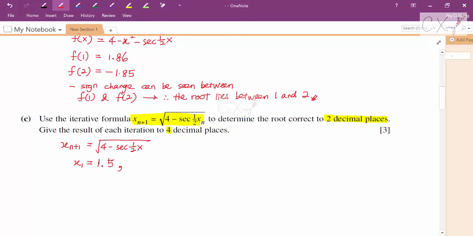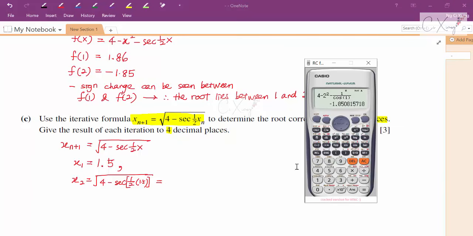So my initial value is x equals 1.5. What will be my x2? To get the x2, I need to substitute the 1.5 into my iterative formula, where it is equal to the square root of 4 minus secant half x, with x being 1.5.